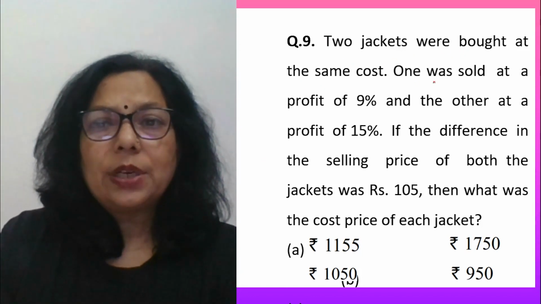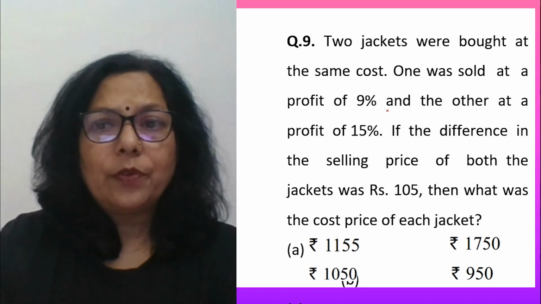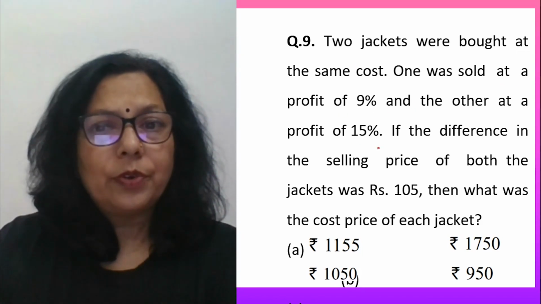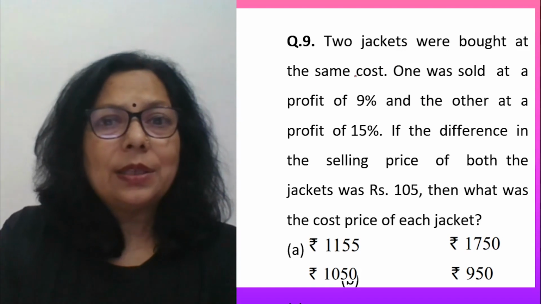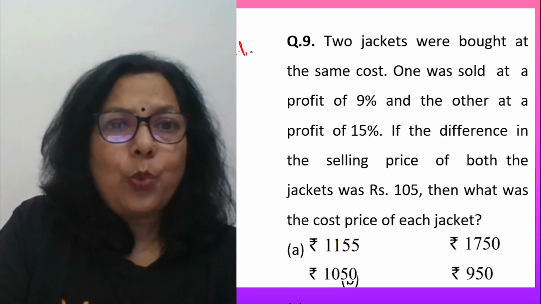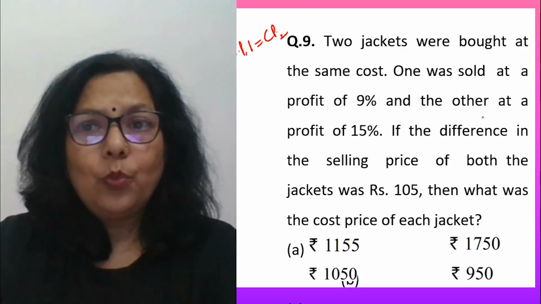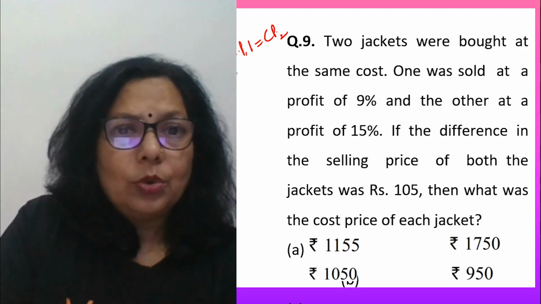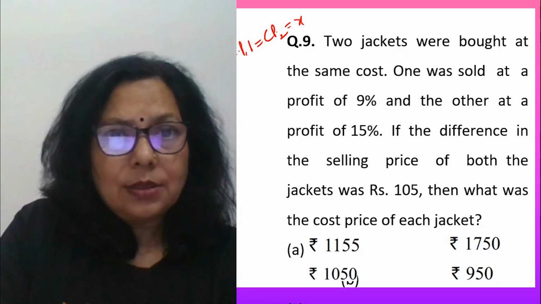Two jackets were bought at the same cost. One was sold at a profit of 9% and other at a profit of 15%. They were bought at the same cost. So CP1 is equal to CP2. One was sold at a profit. Now, let CP is equal to X.